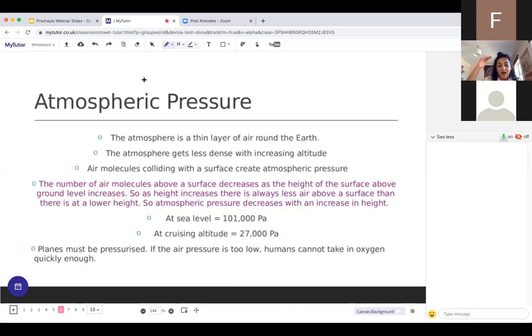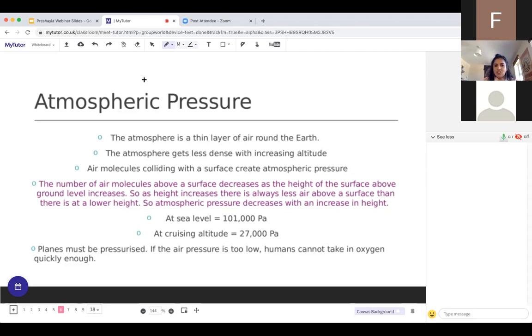As we get higher and higher, air decreases. The amount of air molecules in the air is just simply less. That is why atmospheric pressure decreases with height. Because there are fewer air molecules to collide, and therefore there is less atmospheric pressure created.